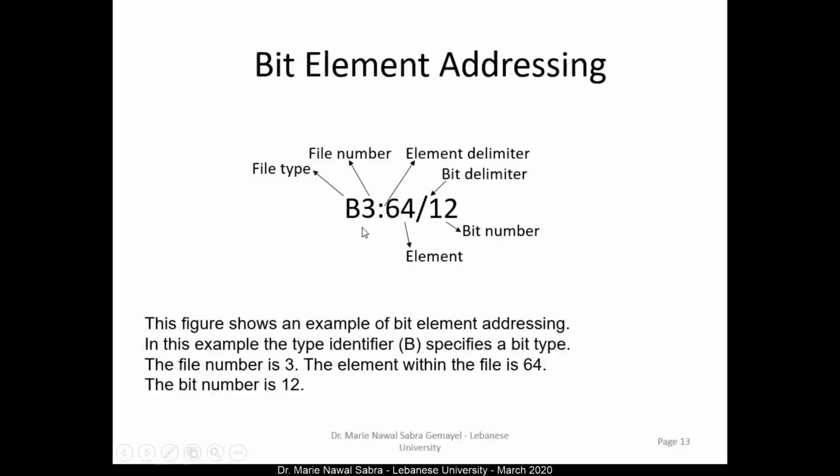The bits are addressed in the same way as inputs and outputs. The only difference is that they don't have external access, so I do not have a slot number. Instead, I call it an element delimiter and element number because it is just an address in the memory. So bit and file number 3, the colon is the element delimiter. This is number 64 in the memory addresses. Slash 12, we can go up to 15 because we have 16 different bits.